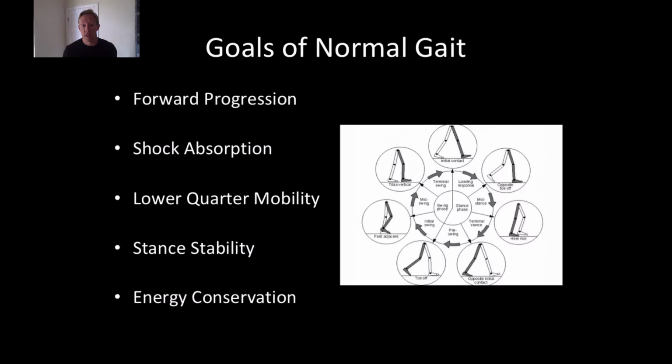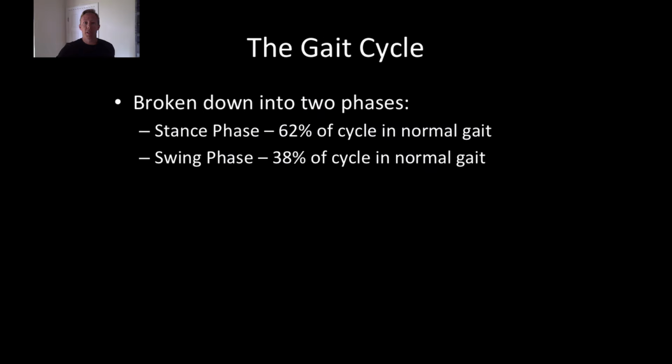And energy conservation. Really, energy conservation is one of the biggest goals when you're working with somebody with a gait issue, because when people have pain or some pathology that's leading to gait problems, they spend way more energy and it can be exhausting. So understanding what the normal gait cycle is and getting the person back to that can really help them conserve energy. So those are the major goals.